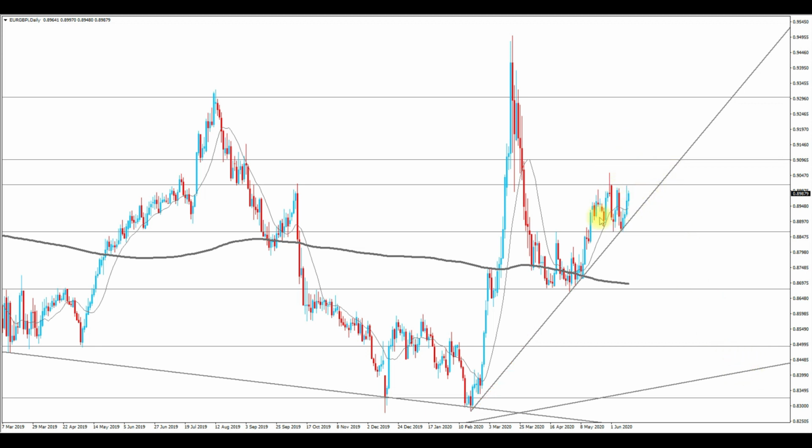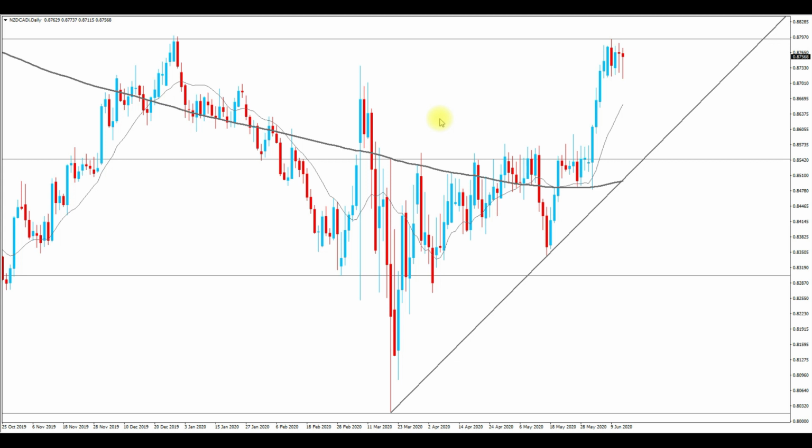But price could still, because it is respecting that trend line quite well, it could still move all the way up to here to test that same monthly resistance level that price has been struggling to break, and then break that trend line to get that overall move to the bottom. But I am expecting price to break through this daily trend line soon, either here or here, and get that move down. Now let's check out NZD CAD.